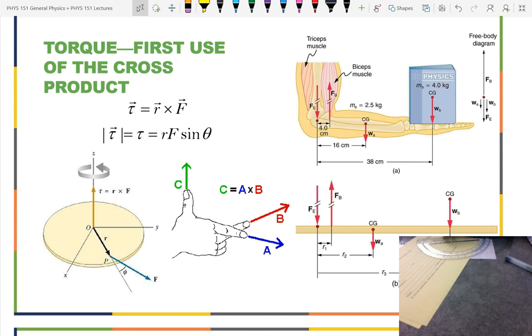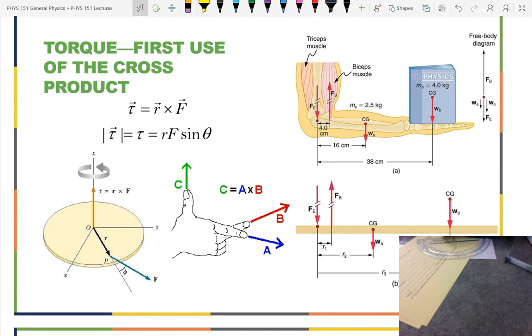Now the right-hand rule works anytime you have a cross product. Cross product, R cross F is torque. Right up there in the top, torque is R cross F. If you have a cross product, your index finger goes in the direction of the first one, middle finger in the second, and thumb in the last.